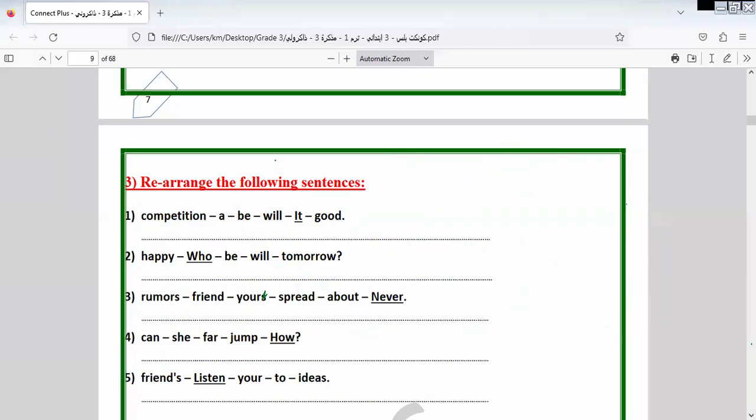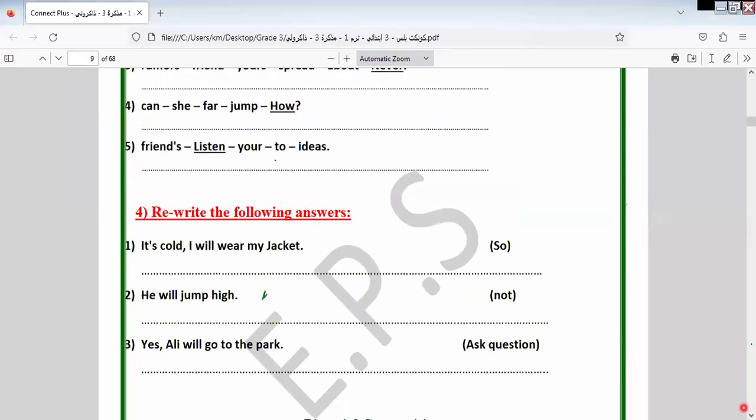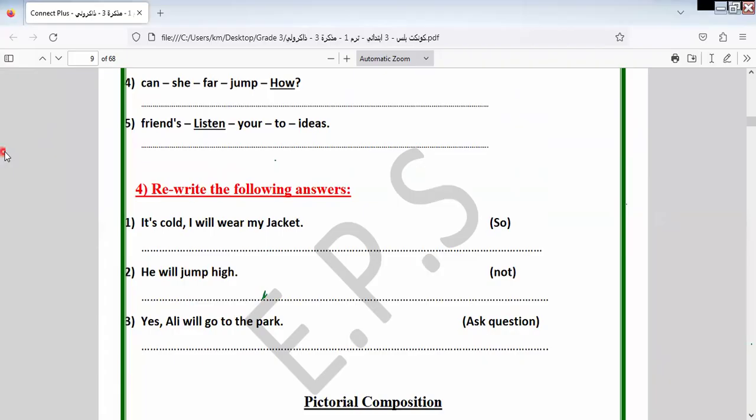Let's continue the rest of the unit. Here we have the conjunctions that we learned during the unit. Let's do it. Here we have so. We use it to connect the sentence by result. Okay, there is a result. So what can I say? It's cold. I say it's cold, so I will wear my jacket.